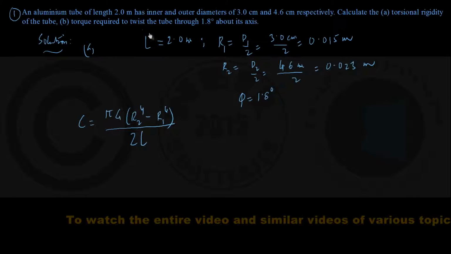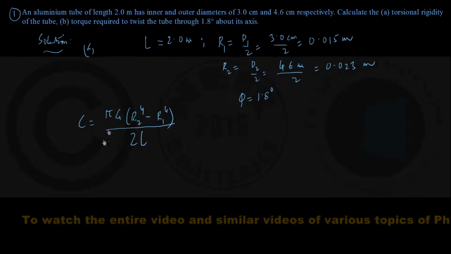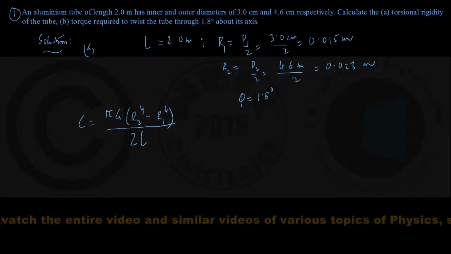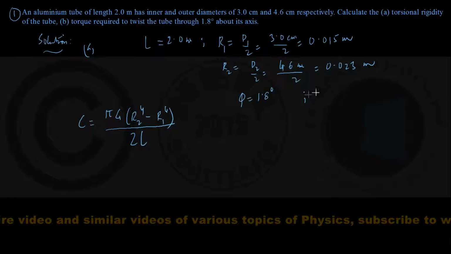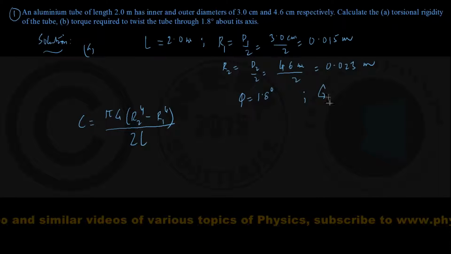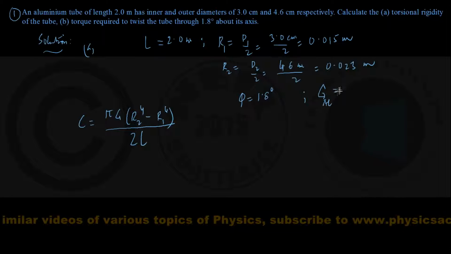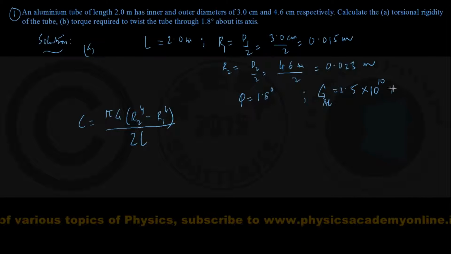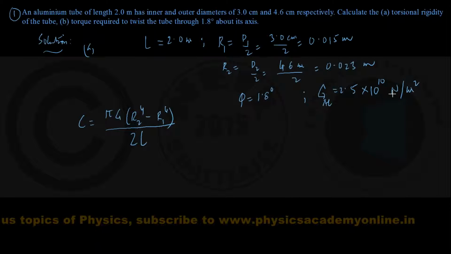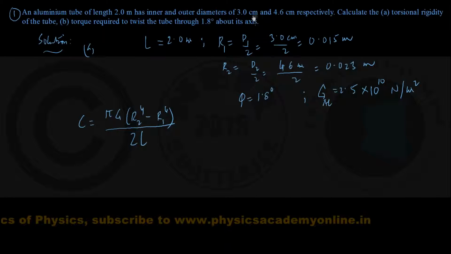Before that, I need the value of G for aluminium. I said some time back, as well as you can refer to any standard table and can find out the value of shear modulus for aluminium is 2.5 into 10 to the power 10 Newton per meter square in two significant figures. So we have got all the data here in two significant figures, and while reporting the answer, we shall remember that.